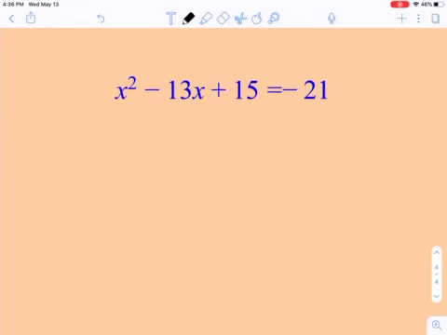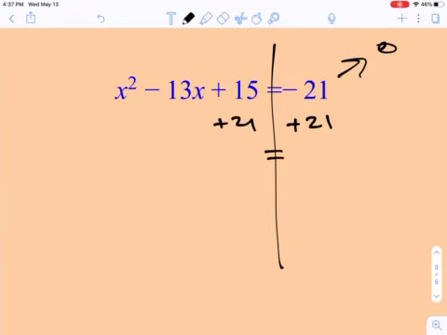All right, let's look at this last example here. So just like the last one before, we want to get this side equal to 0. So we've got to get rid of this negative 21. We're going to add 21 to both sides. All right, that clears this side out then. Makes this 36, and then you get x squared minus 13x. Well, the first thing I would think is, do I have a perfect square trinomial? But I know that 6 times x is going to give me 6x, and that doubles to 12x. So that's not going to work.